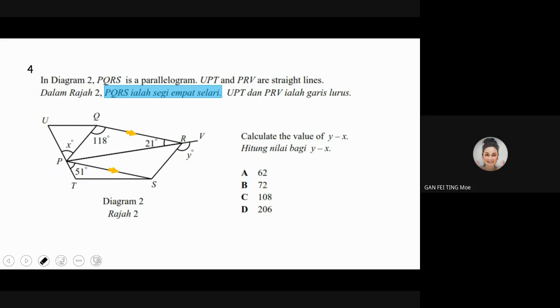When the question says parallelogram, you should see the arrows. You can see them in my diagram. Why parallelogram? What do you need to know? You should see the Z, the alternate angle, the zigzag angle. So you find the Z. What Z can you find? You can find this angle.